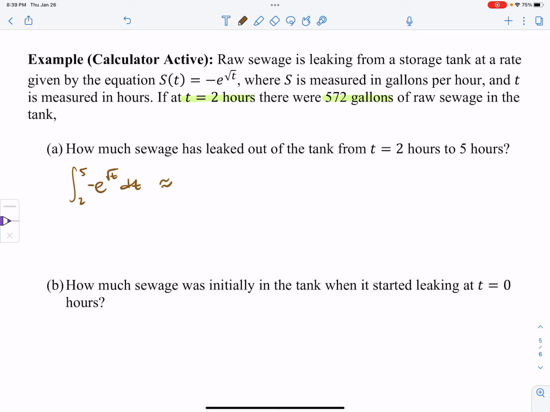And a lot of times the calculator active ones are just so complicated, like you wouldn't be able to integrate them by hand, or it would just take a zillion years to figure out how to. Okay, so we get approximately negative 19.723 gallons.